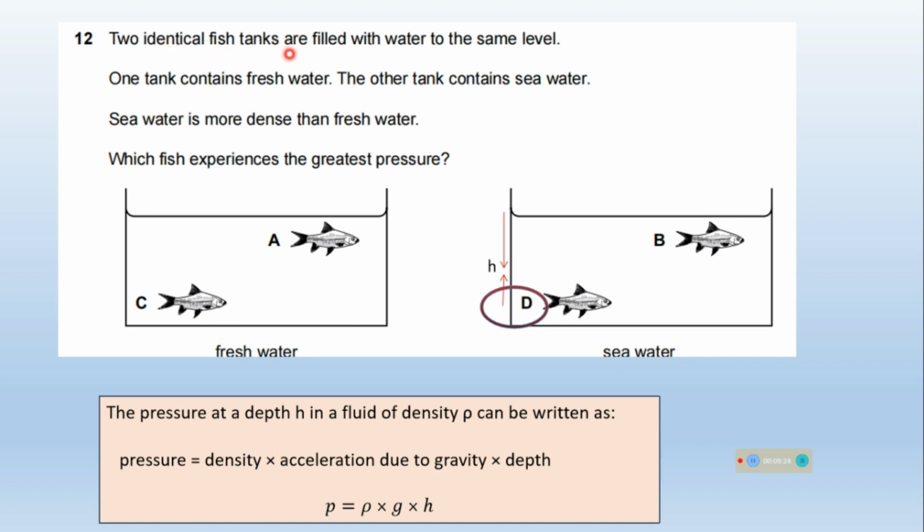Two identical fish tanks are filled with water to the same level. One tank contains fresh water and the other tank contains seawater. This is a tank with fresh water. This is a tank with seawater. Seawater is more dense than fresh water. Which fish experiences the greatest pressure? We know that pressure is equal to rho g h. Rho is the density, g is acceleration due to gravity, and h is depth. So the density of seawater is more. Now we have two cases here, B and D. See that the depth for D is more. So the answer is D. The fish at D experiences the greatest pressure.